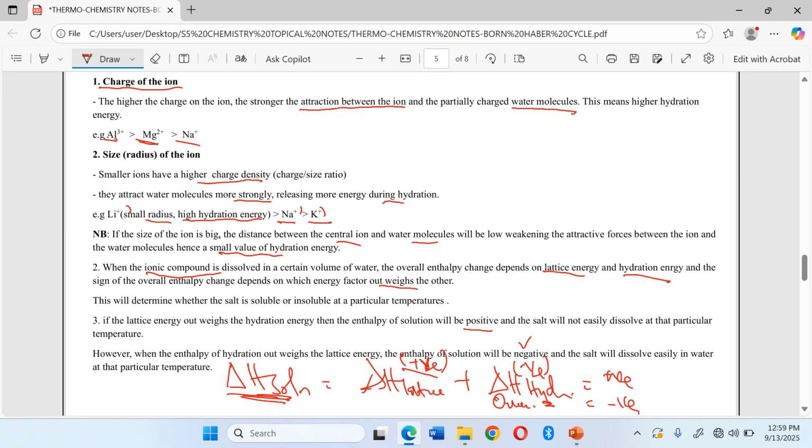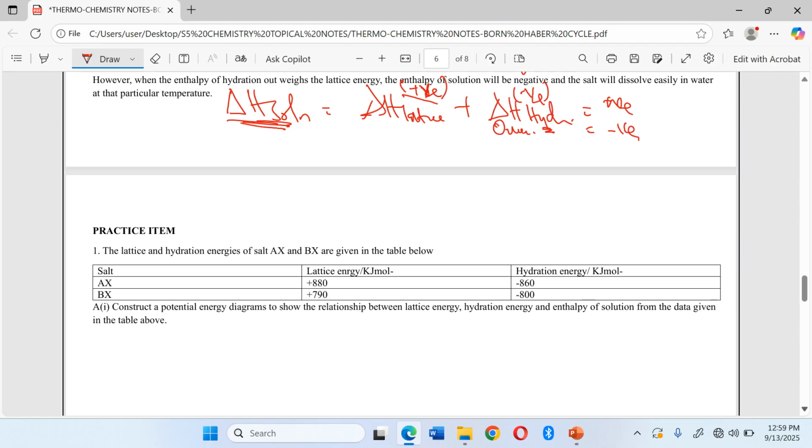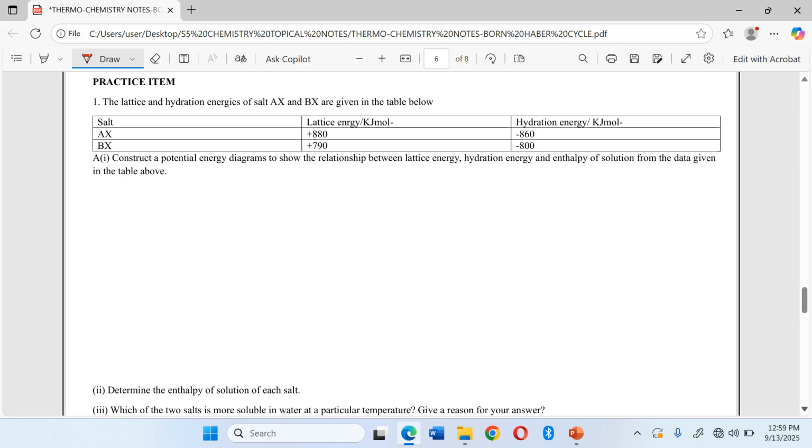So I believe at that point we have gone through hydration and lattice energy very well, and this is the time for us to practice. This is our practice item that we are going to do, and then we shall be able to do more practice items in our next session.